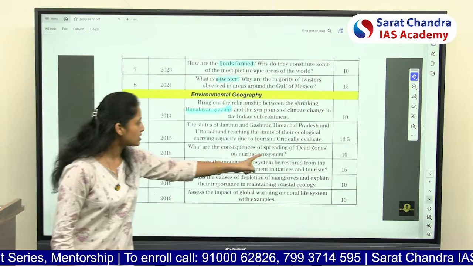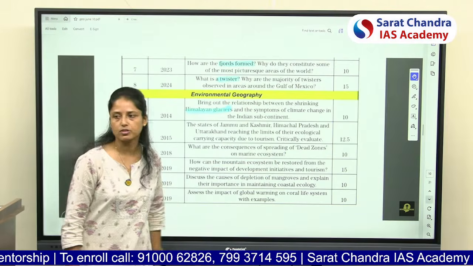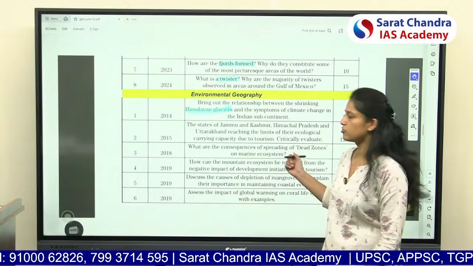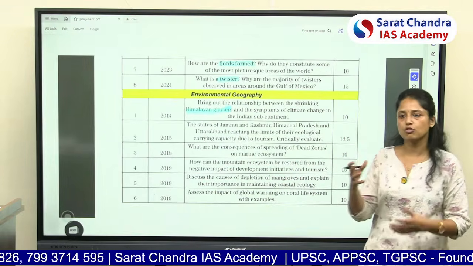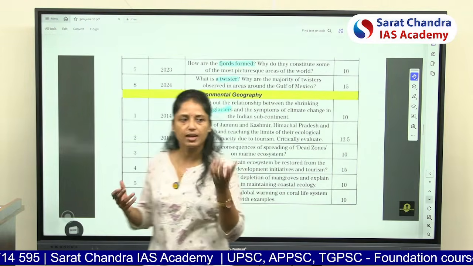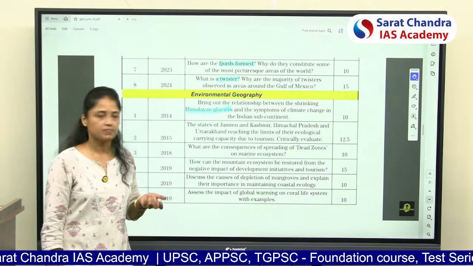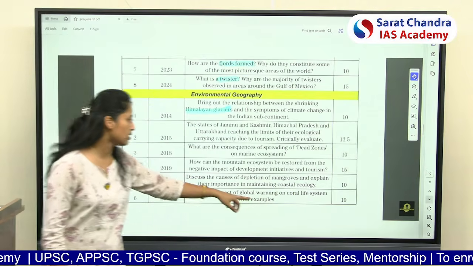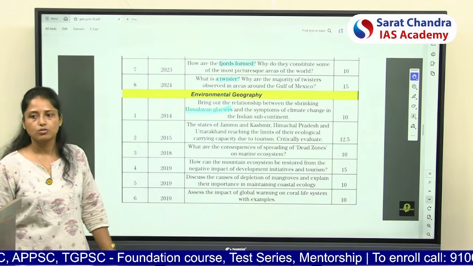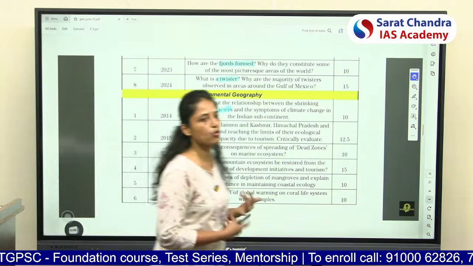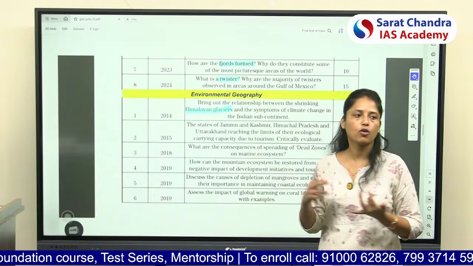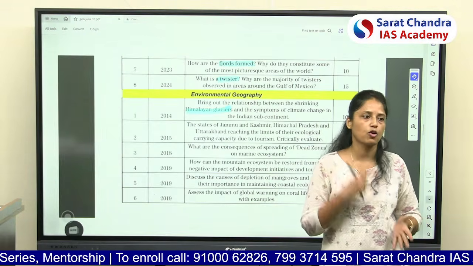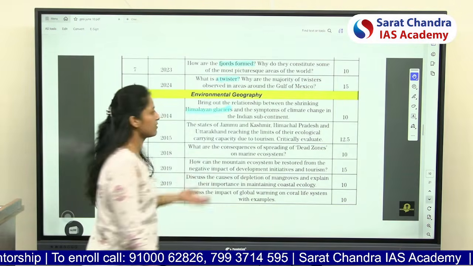What are the consequences of spreading of dead zones in the marine ecosystem? So this concept of dead zones you will be reading in oceanography. Dead zones are basically areas in the oceans which have limited or no supply of oxygen. Then assess the impact of global warming on coral life system with examples. So all these marine life forms, for example corals, or flora or fauna, for example mangroves, or any kind of ocean resources or water bodies or glaciers, all these topics will come under environmental geography.